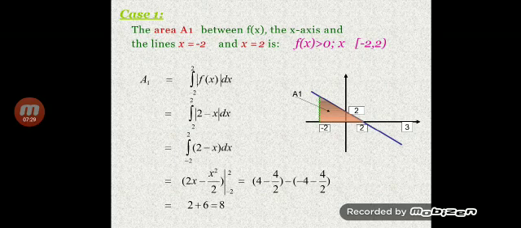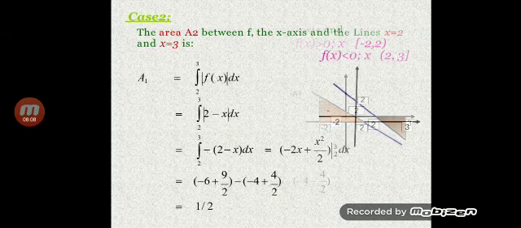If you put these values, first upper limit 2: 2 into 2 is 4 minus 2 square, 4 by 2, minus the lower limit minus 2 into 2, minus 4 by 2. If you do the calculations, the first term 4 minus 2 becomes 2, and in the second bracket all terms are negative, already a minus sign is there, therefore it becomes plus. Minus 4 minus 2 is minus 6 and minus 1, it is plus 6. 2 plus 6 is 8 units. 8 units is the area A1 from minus 2 to 2.